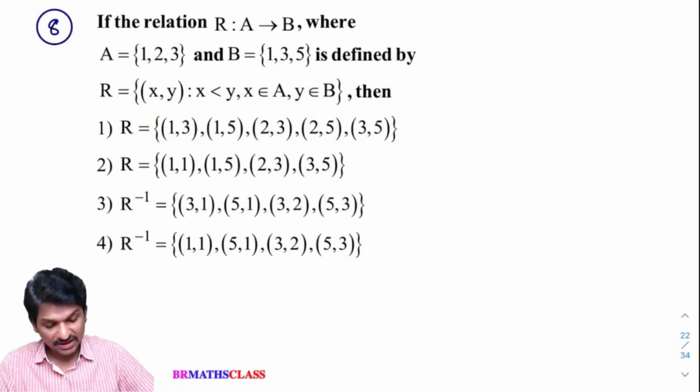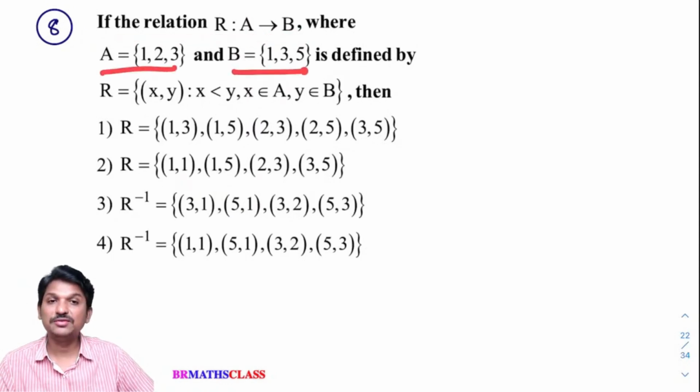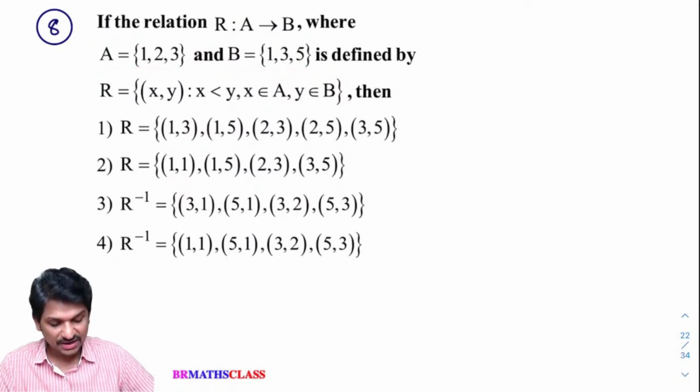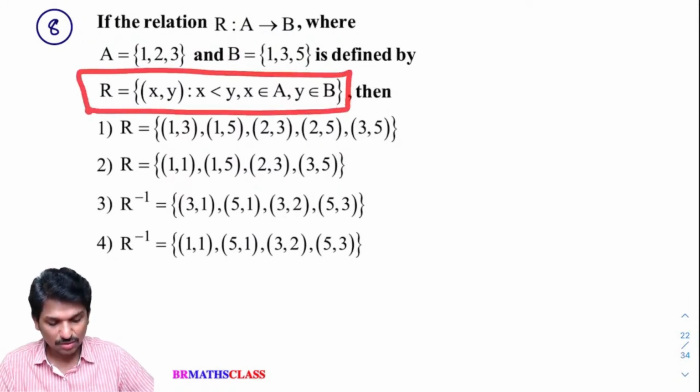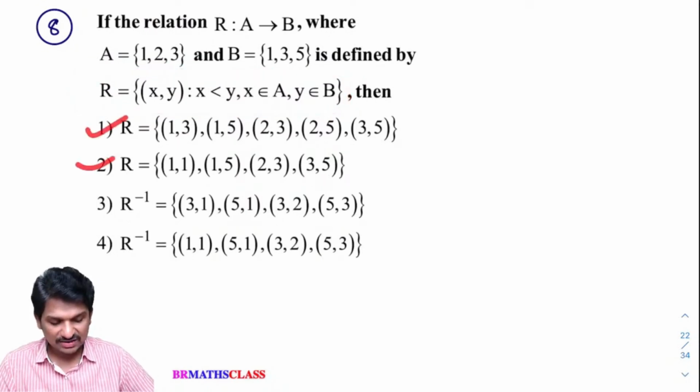Now you observe this one. 8th question. What is given? They are saying that R is a relation from A to B. What is set A given? What is set B given? And how the relation is defined, that is also given. R is the set of all ordered pairs x comma y such that x is less than y, x belongs to A, y belongs to B. Then which one is correct? R is correct or R inverse is correct? We need to identify.